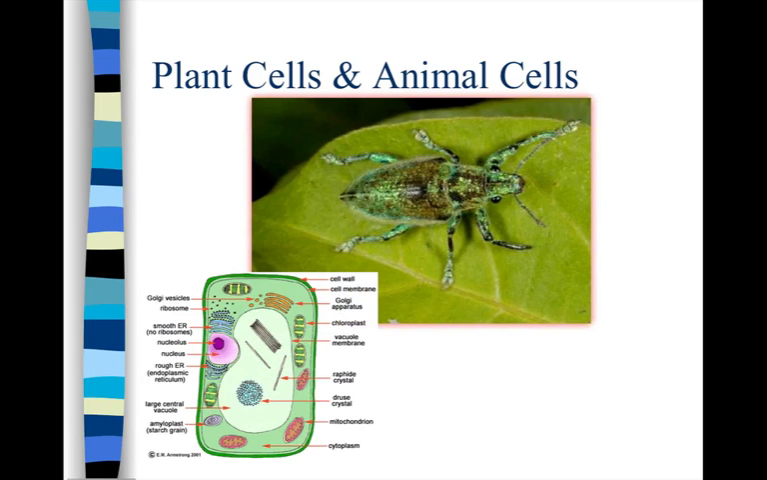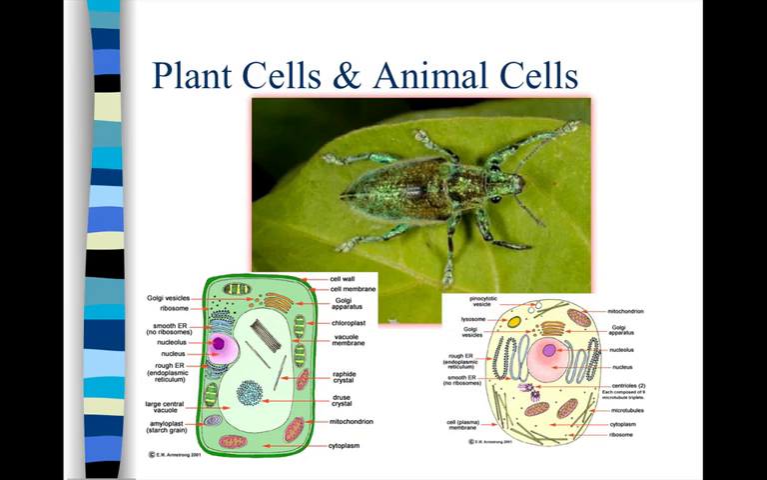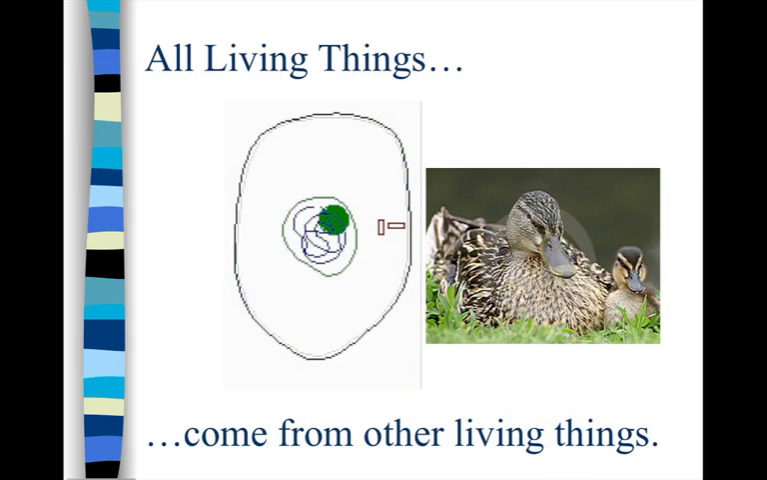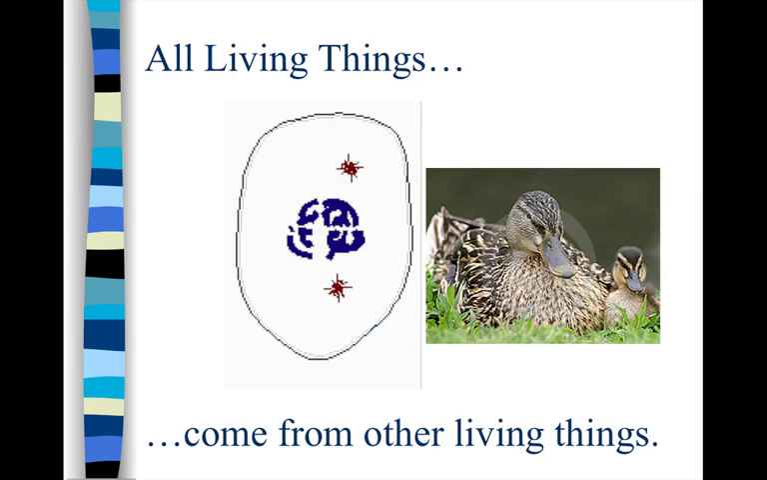Here's a picture of a plant cell. There's a plant, the leaf, and here's a picture of an animal cell. There's an animal, the insect, on top of the leaf. Both of these things are multicellular organisms. That means that they are made of more than one cell. All living things come from other living things.